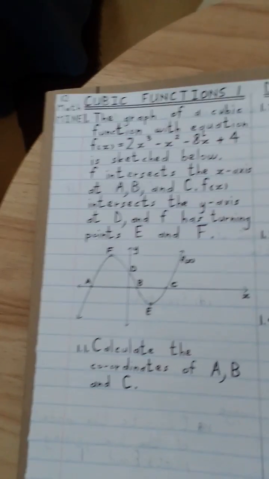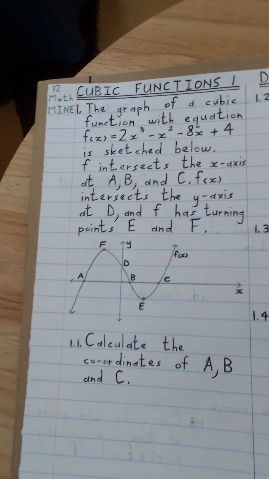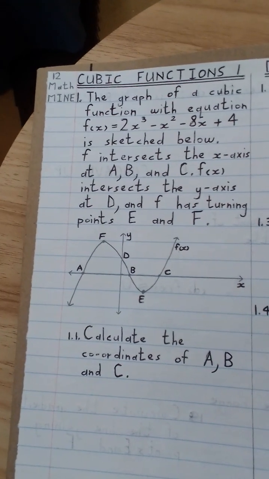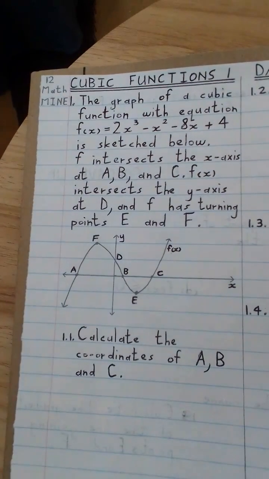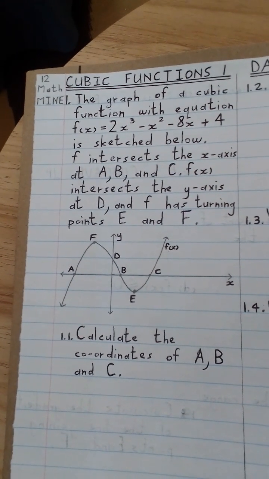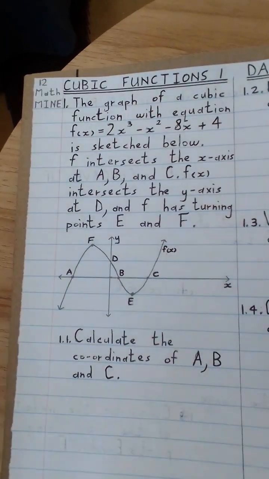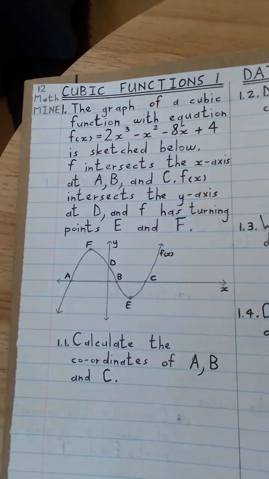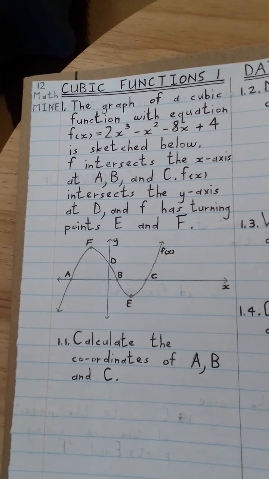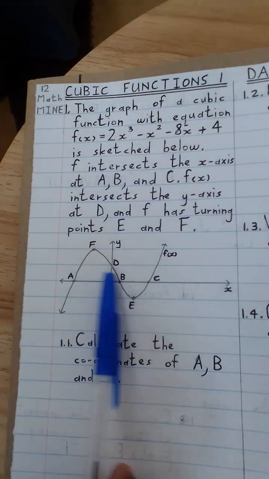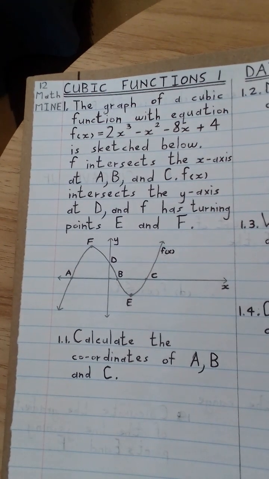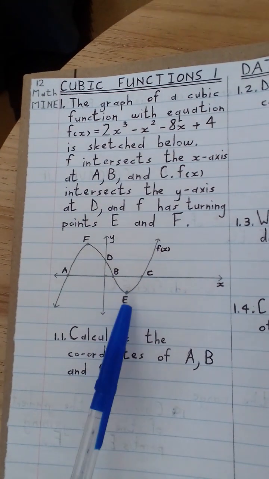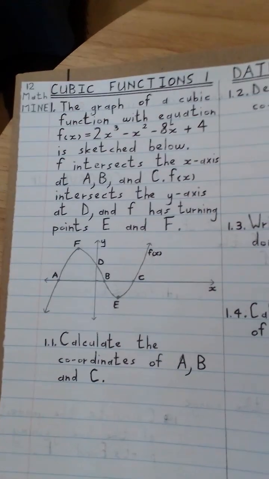Number one states the graph of a cubic function with equation f of x is equal to 2x cubed minus x squared minus 8x plus 4 is sketched below. This is the graph of f. f intersects the x-axis at A, B, and C. So it cuts the x-axis here, here, and here. And f of x intersects the y-axis at D. And f has turning points E and F. So the turning points or the stationary points are E and F.